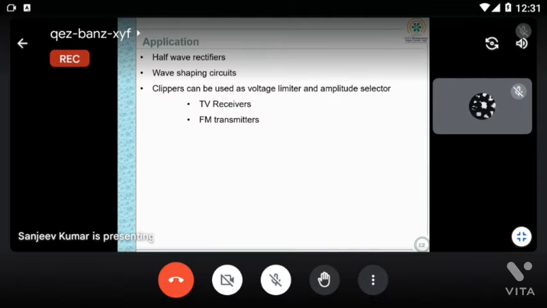Clear? Any queries in the clipper part? So the clipper part is over.